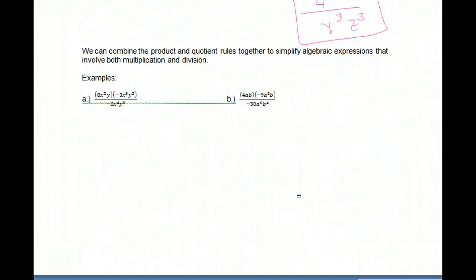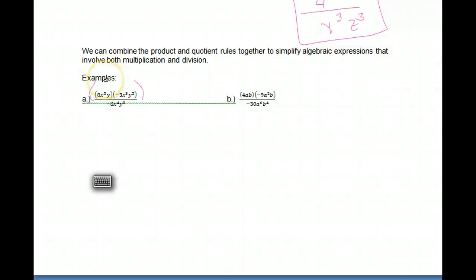Last concept here for the division section is that we can actually combine the product and quotient rules together to simplify algebraic expressions that involve both multiplication and division. What I need you to remember here is that we have those imaginary parentheses around our numerator and our denominator. So we need to take care of everything that's in the numerator first before we start worrying about dividing across the numerator and denominator.